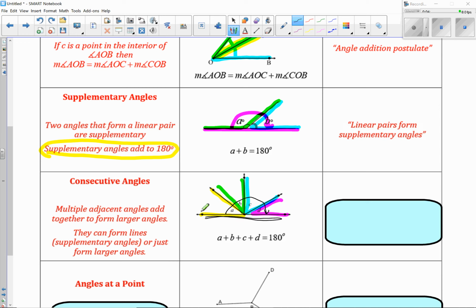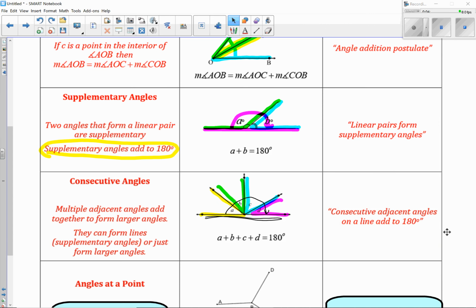Again, that's not necessarily always the case. Consecutive angles don't always add up to 180 degrees. It just means multiple angles that are one after the other. So it's important to know that consecutive angles, in this example, consecutive angles on a line add to 180 because they all do.